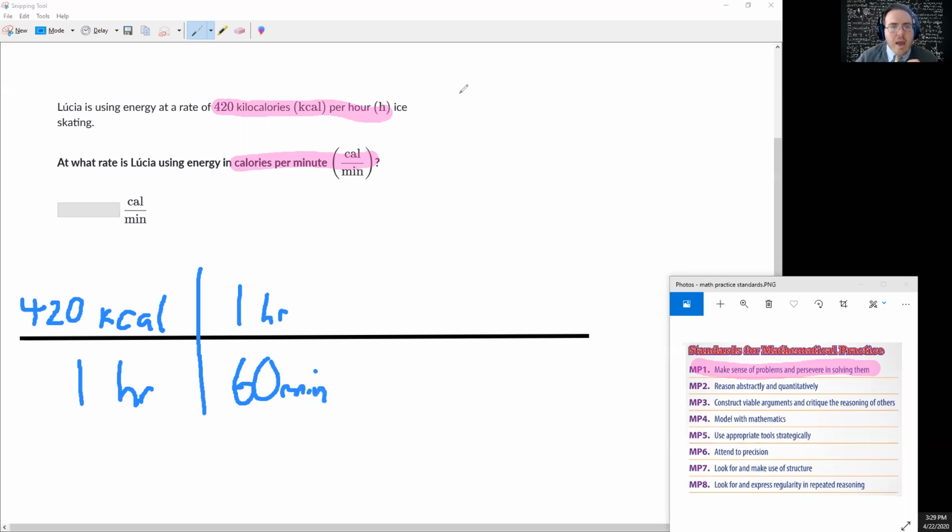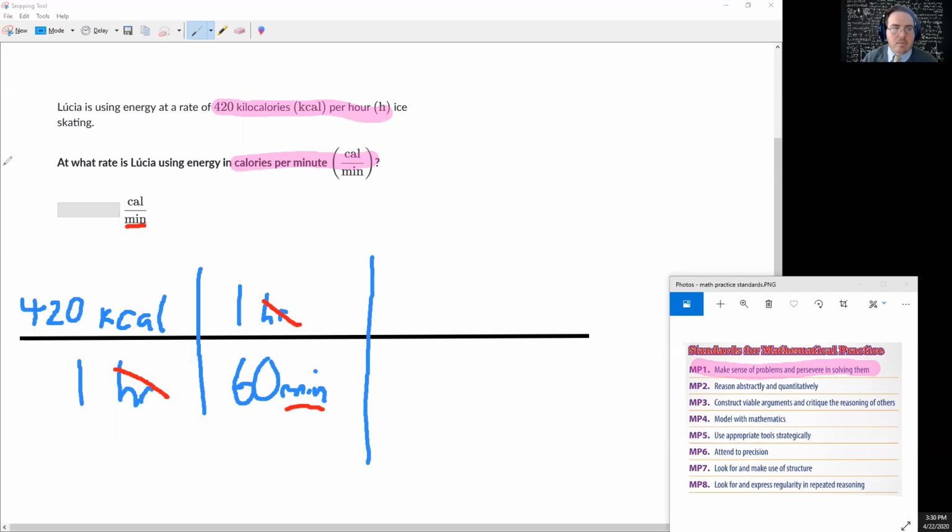And if you're wondering why I'm doing minutes on bottom and hours on top, basically, you have to imagine this like a fraction where we're trying to cancel units out. So as long as I have hours on the bottom and hours on top, those units are now negated. So I've now achieved that I've got minutes in the denominator. But that doesn't really help me out with this numerator part, 420 kilocalories.